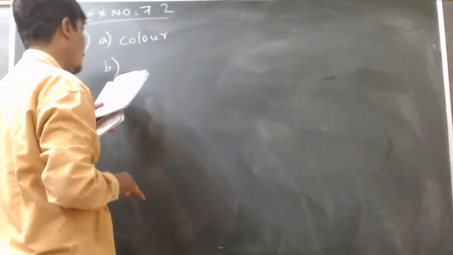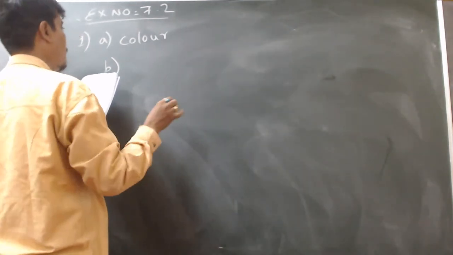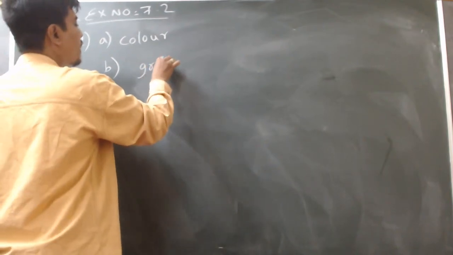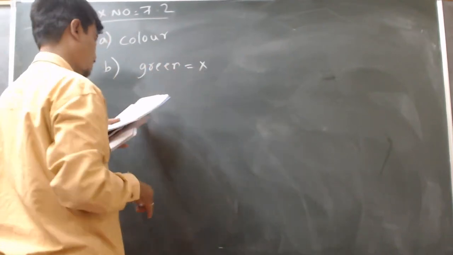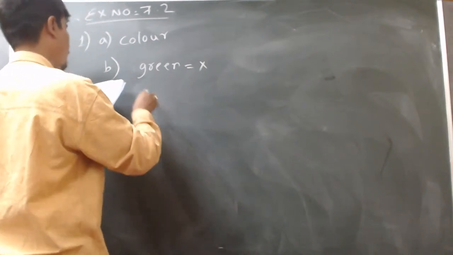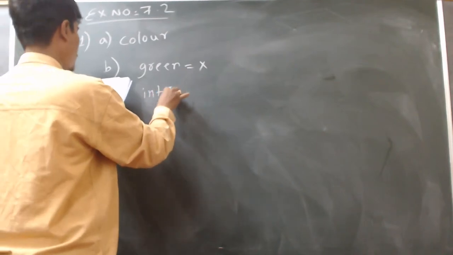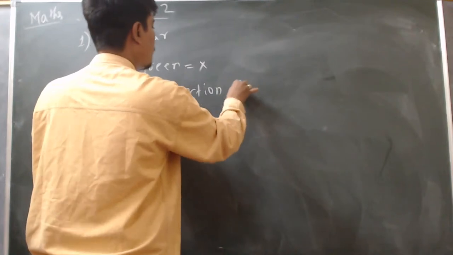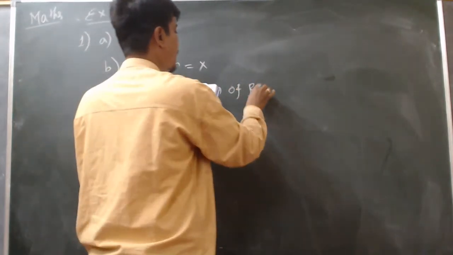Second, they said mark as X. Mark green color X. Wherever green is there, you should write X. And after that, intersecting roads, C. What are intersecting roads? Wherever the intersections of the roads come, there you should write it as C.